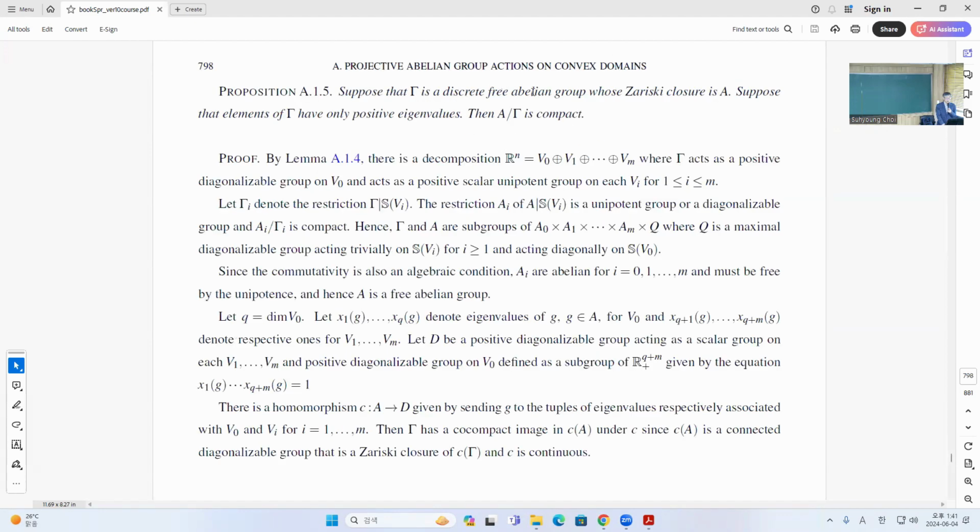So suppose that A is a discrete free abelian group whose Zariski closure is A. So if elements of gamma have only positive eigenvalues, then A mod gamma is actually compact. So I guess I should say it's a projective group. I forgot that. So the proof is just that you use this previous lemma, and then there's this decomposition, and if you do the Zariski closure for each restriction, then it is a unipotent group here, up to scalar. So a unipotent group always has some Zariski closure so that the quotient is called compact.